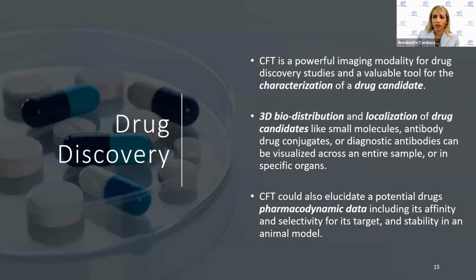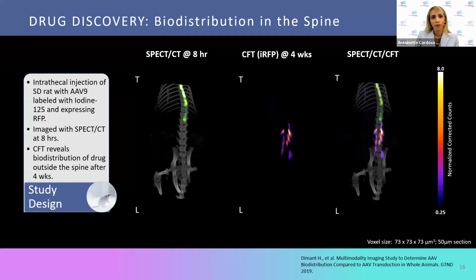Now let's highlight drug discovery. As you know, drug discovery is very important and is a valuable tool for characterizing a drug candidate. Mainly, we look at 3D biodistribution, the localization of small molecules and antibody drug conjugates, in an effort to really elucidate the pharmacodynamic data, its affinity and selectivity for a target, and its stability in an animal model.